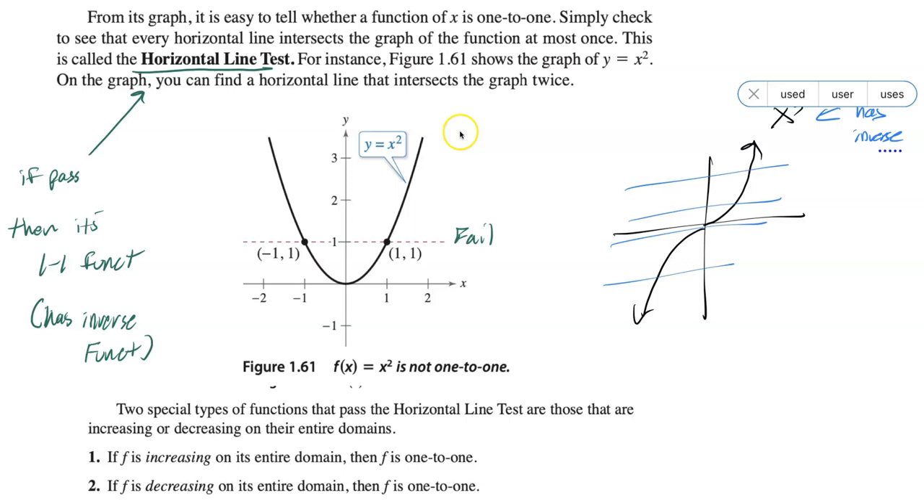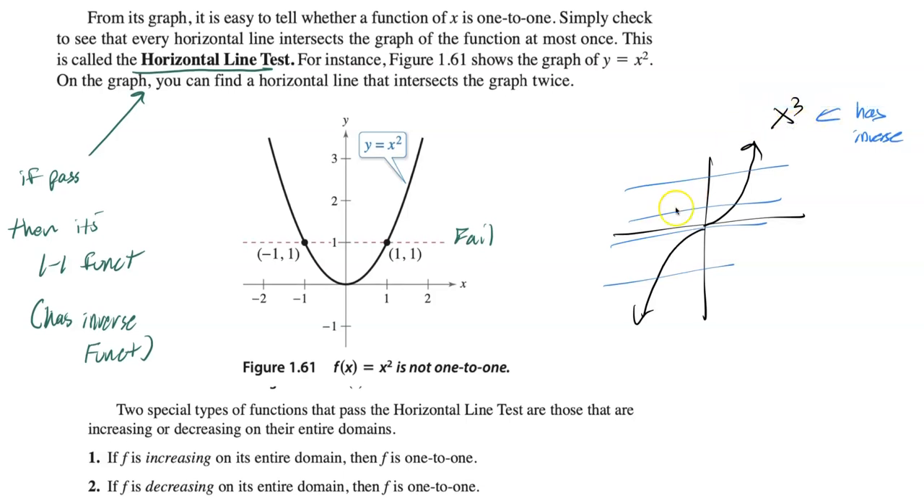So x squared is a good example. This is a function. It passes the vertical line test, but it does not have an inverse. X cubed is a function, passes the vertical line test, but it also passes the horizontal line test. So it has an inverse. That's what's going on there.